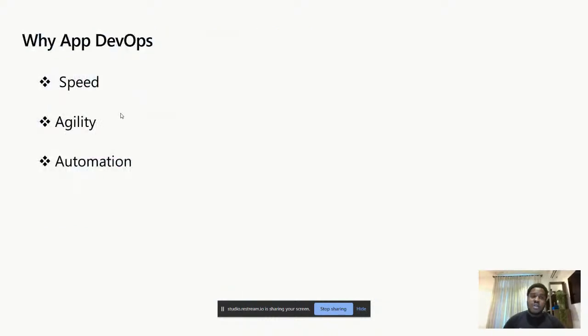Now, looking forward at the modern style of application development, obviously, when DevOps was introduced into the process, it gave us certain things, right?